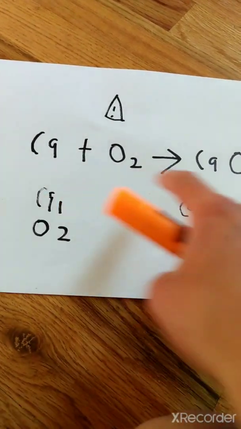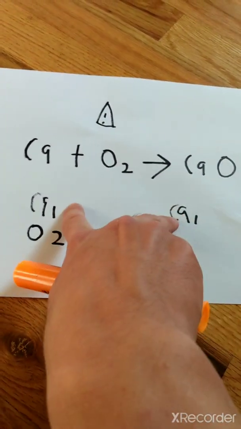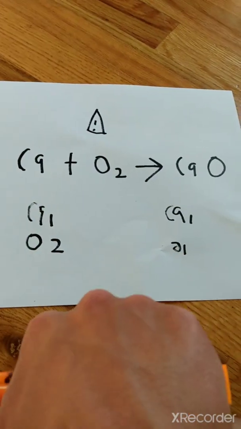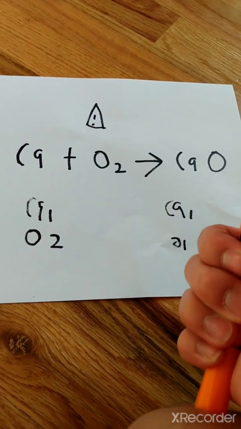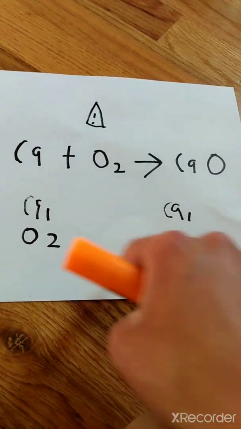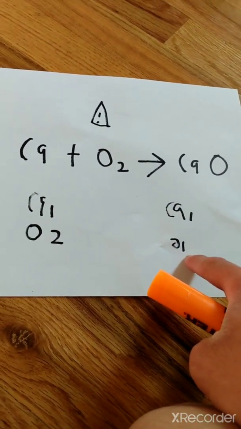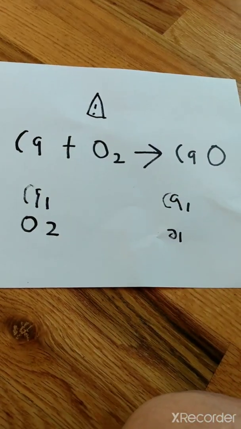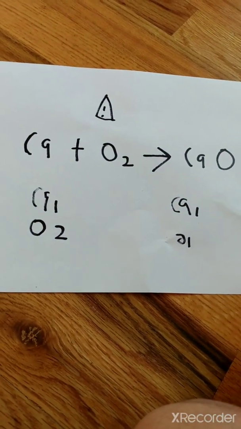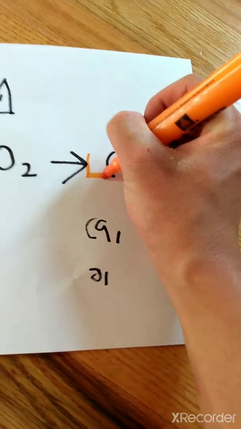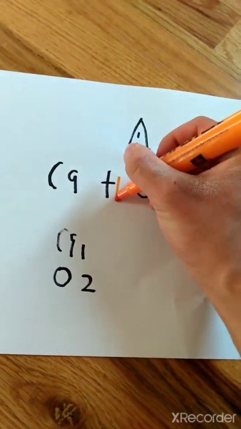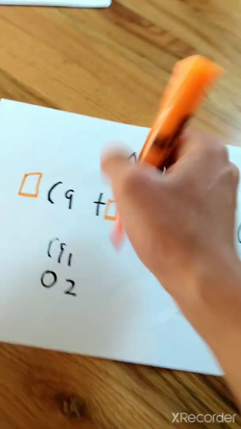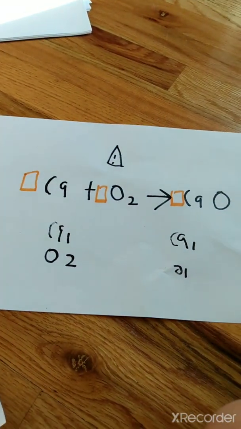Calcium on that side and calcium on that side both have 1 atom. Since they have the same amount, they're balanced. But on the other hand, oxygen has 2 atoms and oxygen has 1 atom. That is what makes the whole formula unbalanced. So what we're going to try and do is add something right here, here, or here, that can help us make this formula balanced.